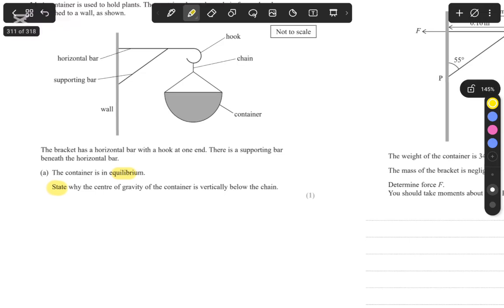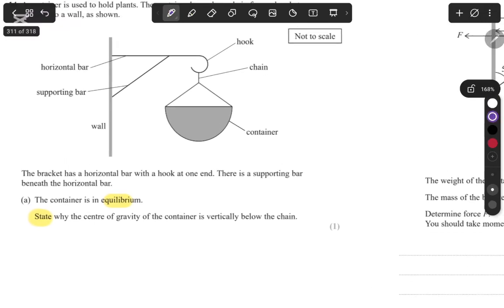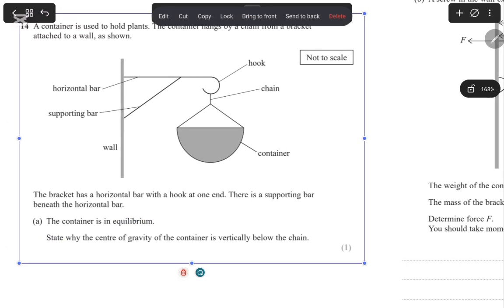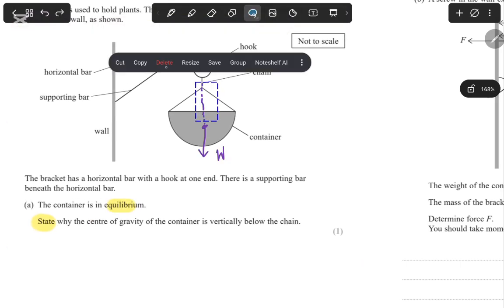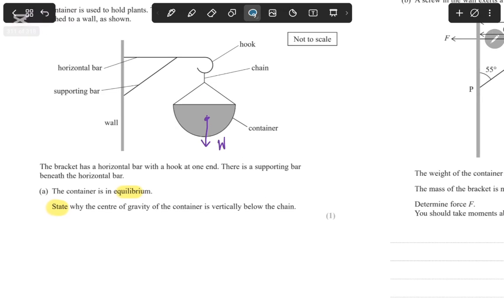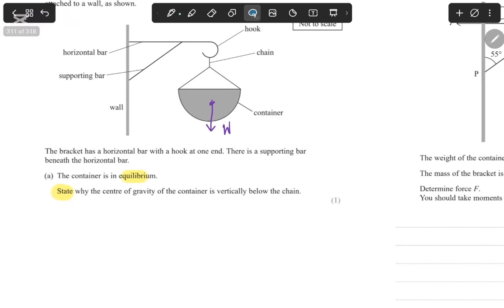Now let's say you don't understand the question. I recommend drawing it out first. So it's going to be somewhere right over here, vertically below the chain. So this is going to be where the weight is going to be acting. And what I want you to look at is the key word here is going to be equilibrium. Equilibrium means the sum of moments, or the resultant moment, is equal to 0. And that's the key point here.